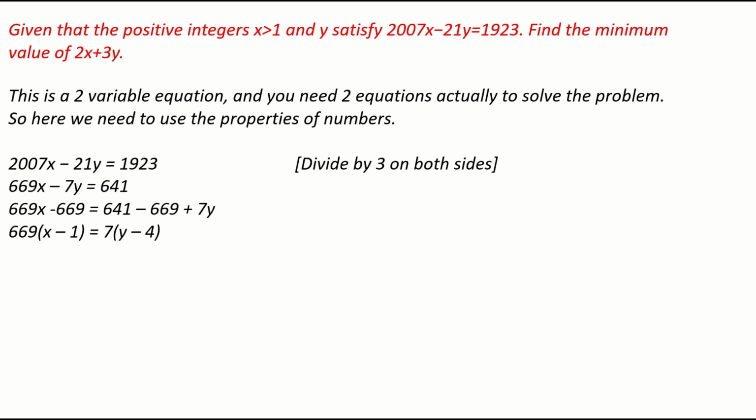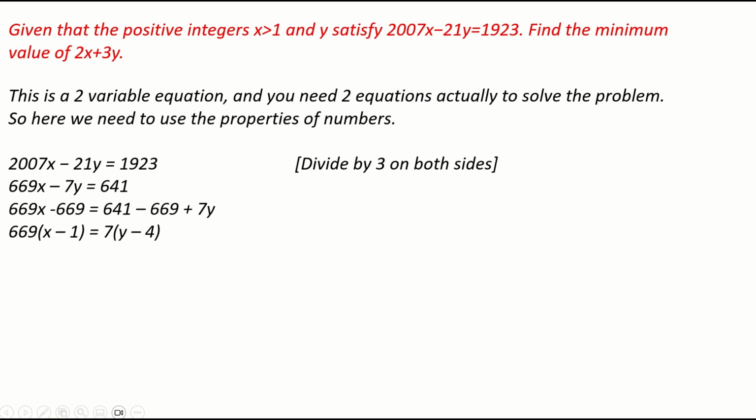You first divide by 3 on both sides. You'll get 669x minus 7y equal to 641. Now I separate the x and y terms to the LHS and RHS. I brought the x terms to one side, so one side is 669x, and I subtracted 669. The other side is 641 plus 7y minus 669. If I simplify, it becomes 669 into x minus 1 equal to 7 into y minus 4.